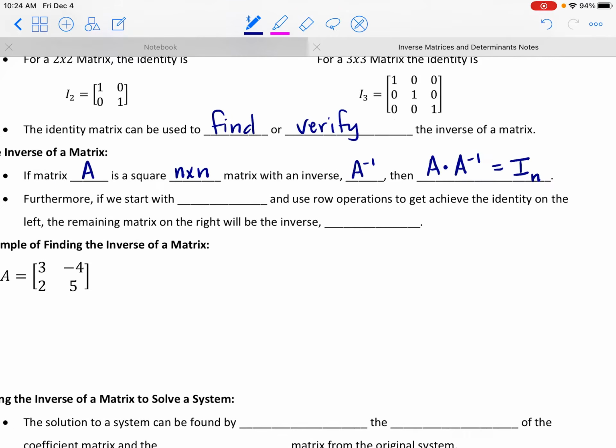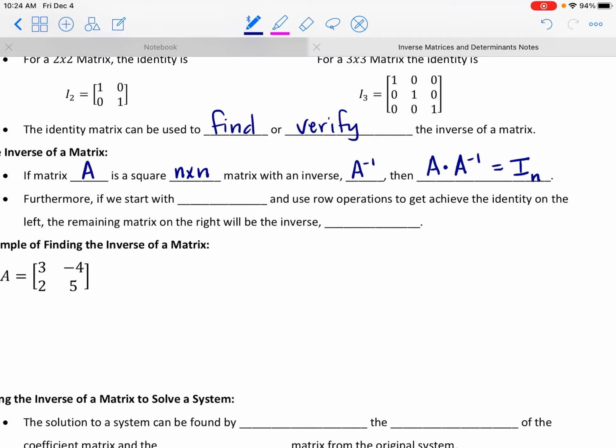Okay? So that's how we would verify. So if I said, here's matrix A, here's its inverse, if you wanted to verify that the inverse was correct, you could find the product of those two matrices and you should end up with the identity.